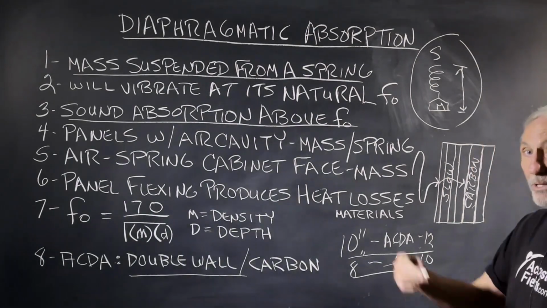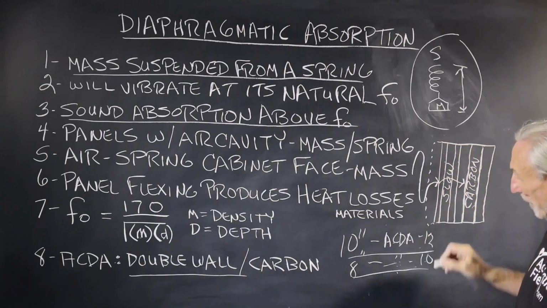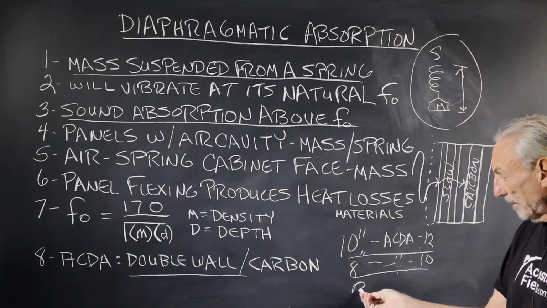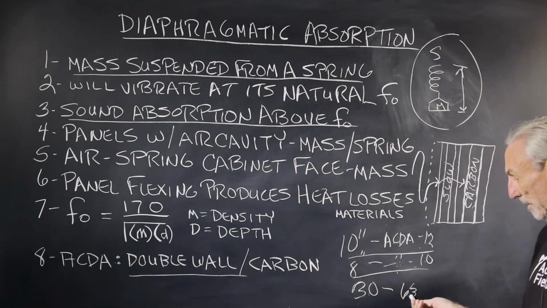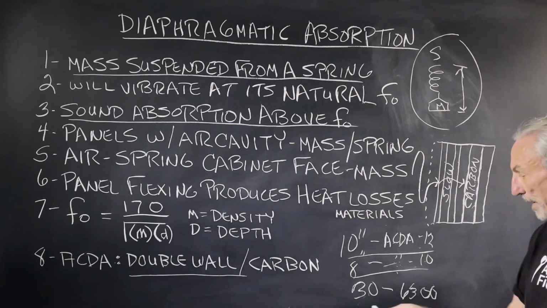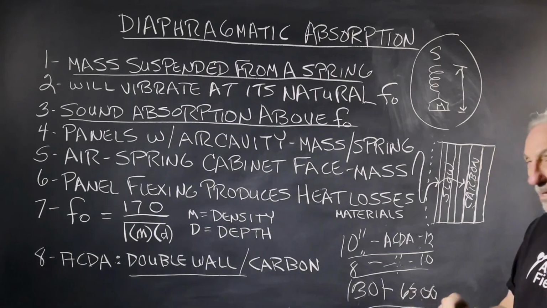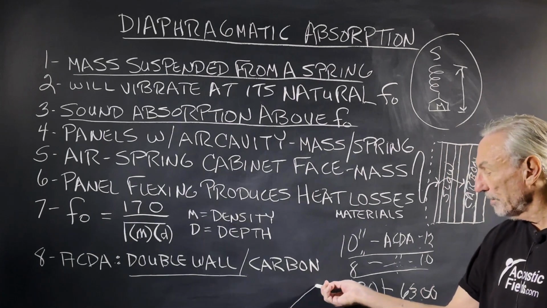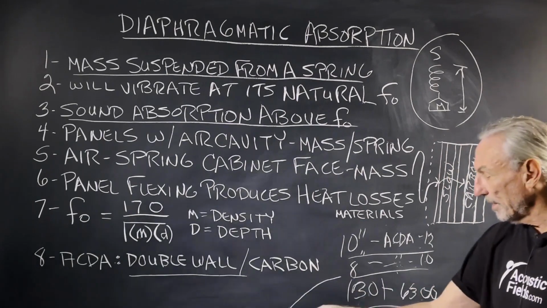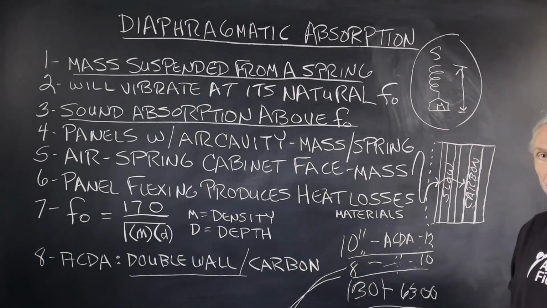Now, how do we even increase the performance on the face? We put our foam. So you can get a product that's in the 30s to 6,300. Now that's pretty broadband. And the beautiful thing about the carbon and the foam is the curves really work together. Our curves on the ACDA 12 and the foam are almost identical. That's why they work so well together.